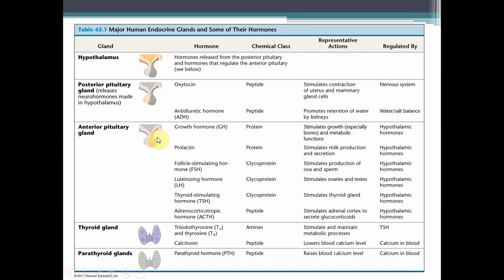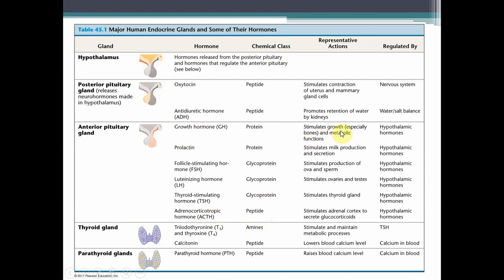Water and salt balance. In the anterior pituitary, we have growth hormone, prolactin, follicle stimulating hormone, luteinizing hormone, thyroid stimulating hormone, and adrenocorticotropic hormone. These are the hormones which are produced in the anterior pituitary gland. Growth hormone and prolactin are protein in nature. FSH, LH, and TSH are glycoprotein in nature, while adrenocorticotropic hormone is peptide in nature.